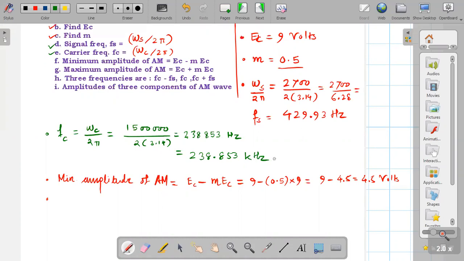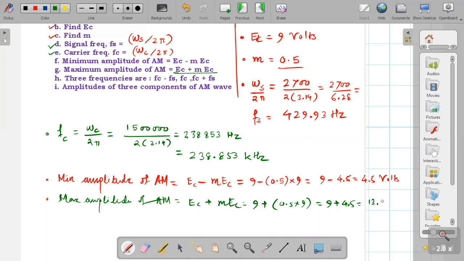Okay, this is your fc. Now, minimum amplitude is 4.5 volts. Now, maximum amplitude is equal to, what is the formula? Ec plus m Ec. That is 9 plus, put all values, 9 plus 4.5. Yes, what is the answer? 13.5 volts. Okay.